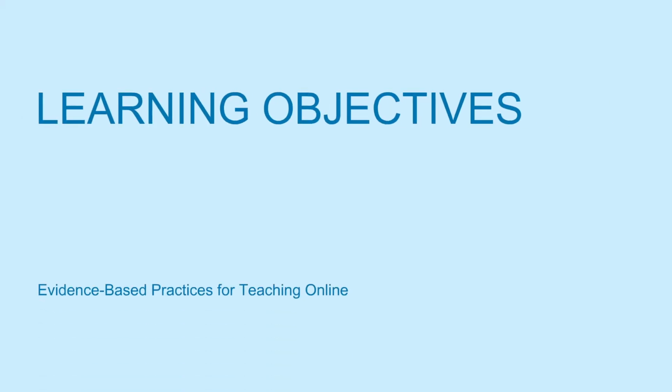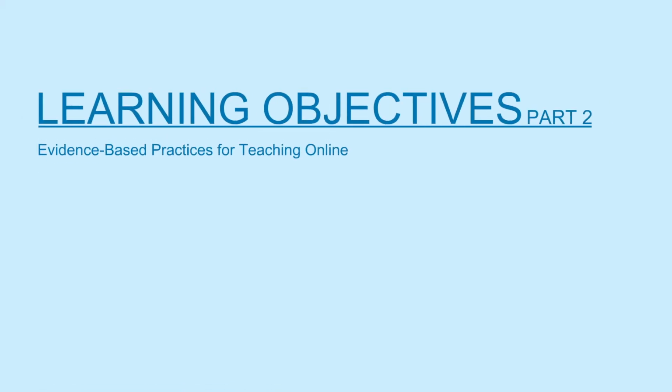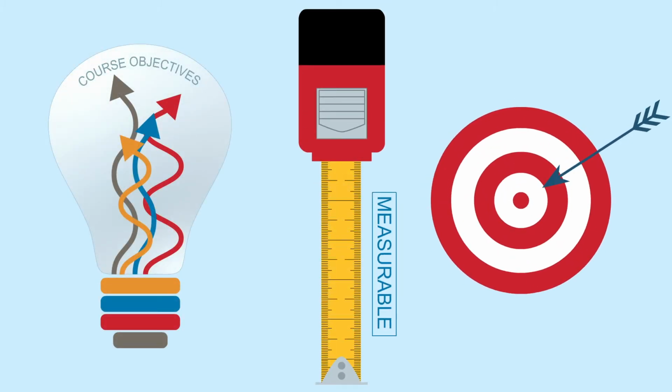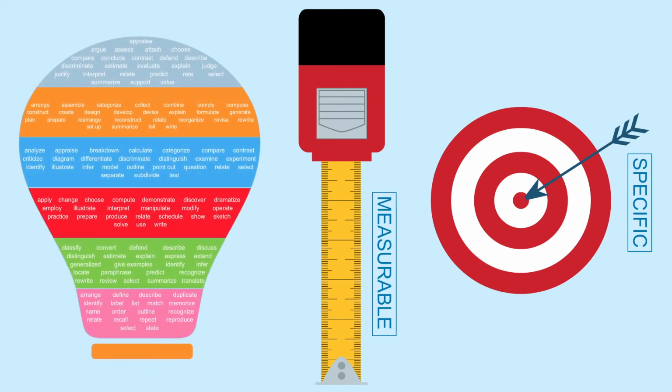I'm back to talk to you a little more about learning objectives. This time we'll focus on module learning objectives. To review from last week, we talked about course objectives, that they need to be measurable and specific, and that you're using action verbs from Bloom's taxonomy.